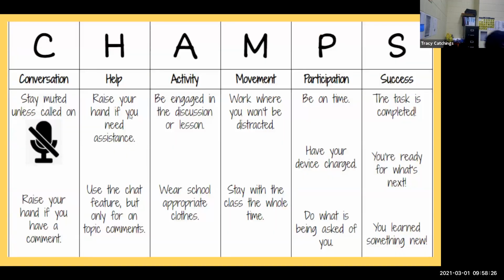As always, remember that you are a champion. Regardless of the situation, it's raining in the morning, we didn't want to get up, we're going to be some math champions today.